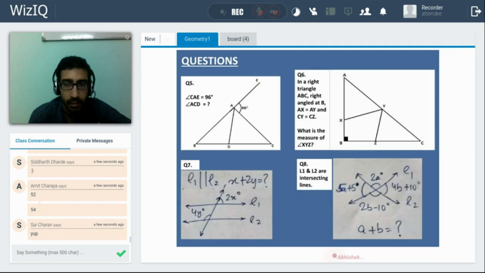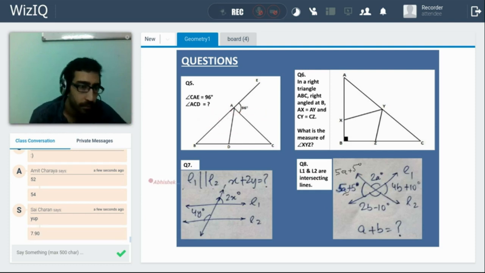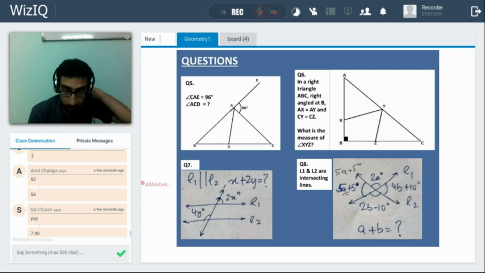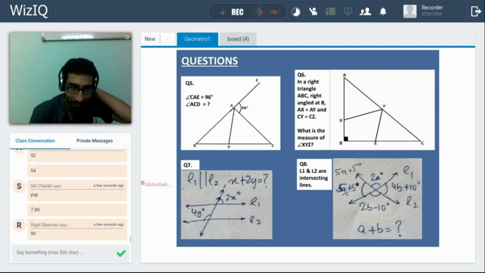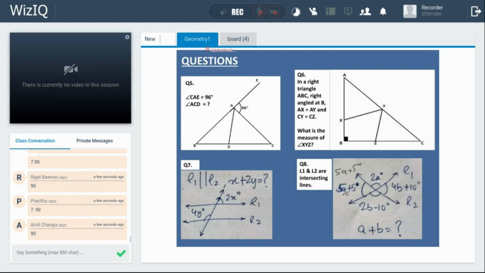Excellent, excellent, excellent. Why don't you also try question 7 and question 8? Very simple questions. Please try question 7 and question 8. This is 5a plus 5 degrees. Yes, Sai is getting back on the quick answer part. Okay, try 8. Please try 8.